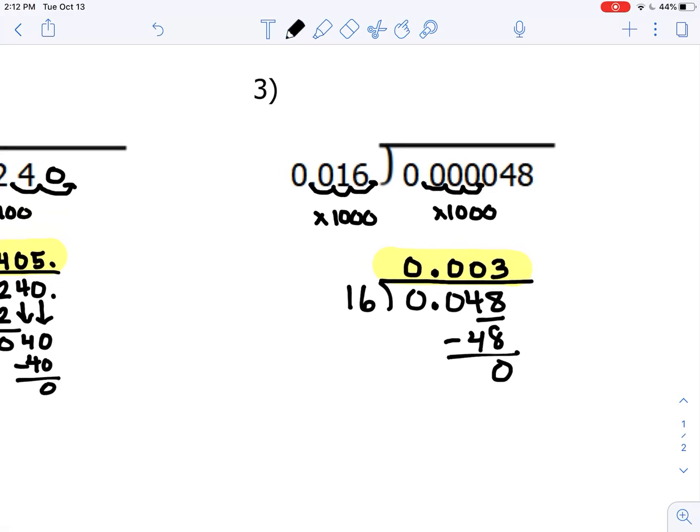All right, so notice it's not necessary to get rid of the decimal point in the dividend. We know how to do that, right? We did that down here. It's not necessary to move it even more places and make the divisor even bigger.